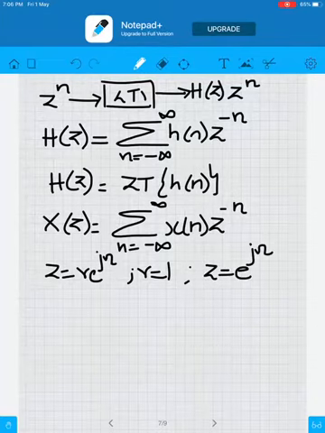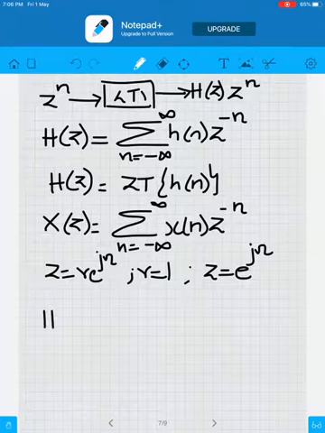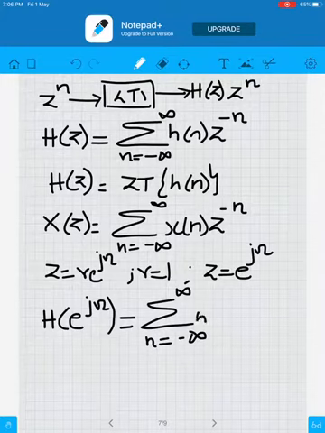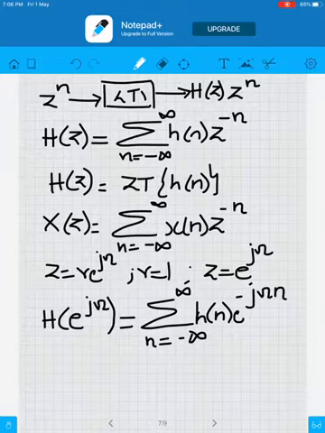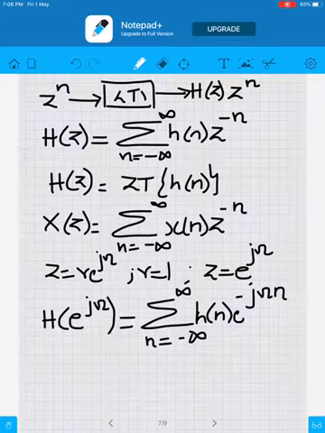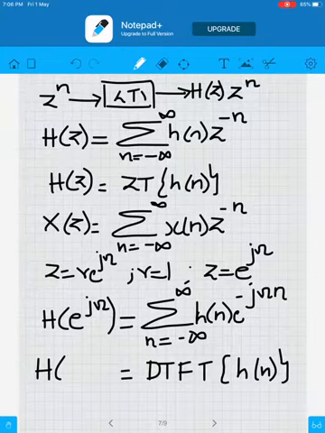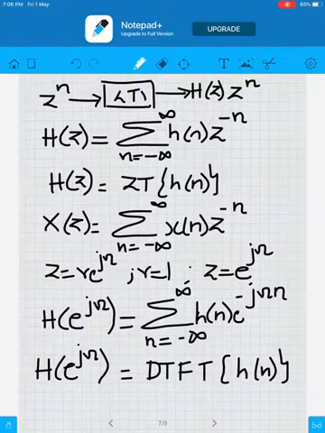Substituting that in the above equation, I can write H of e power j omega is equal to summation n is equal to minus infinity to plus infinity h of n into e power minus j omega n, because z is equal to e power j omega. What is this? The right hand side is nothing but the discrete time Fourier transform of h of n, and the left side is H of e power j omega. This is called the frequency response of a discrete time LTI system.